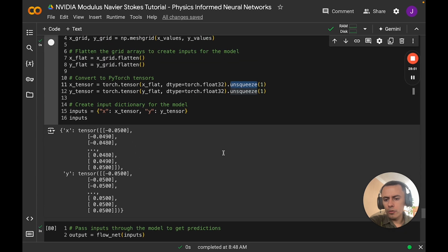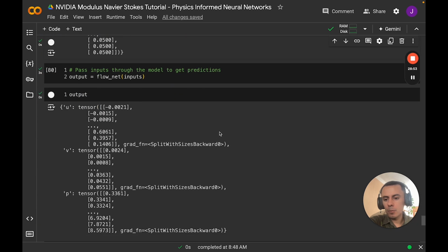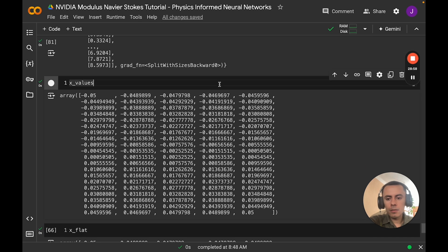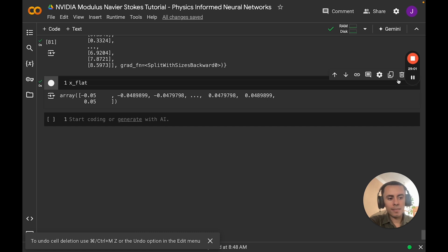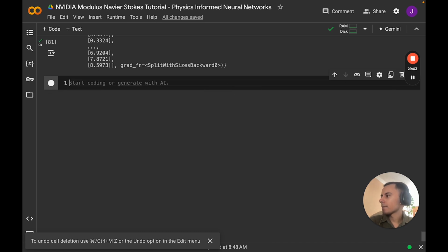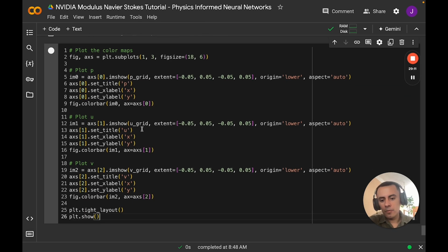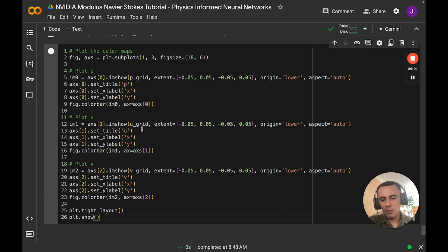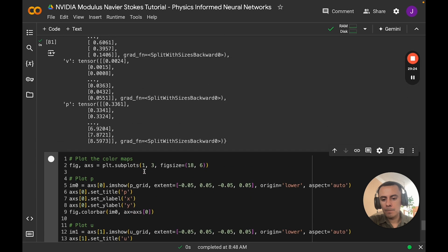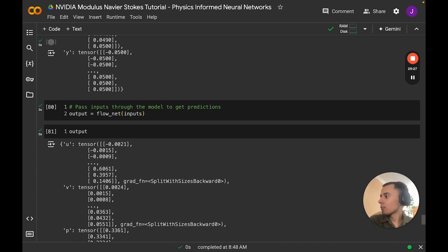Okay, so we get the output, and now we want to visualize it. I have this script here. So this is matplotlib stuff, which is a little bit out of the scope of this tutorial, but the point is that we have our p grid, u grid, and v grid, right? Oh, not yet. We don't have that.